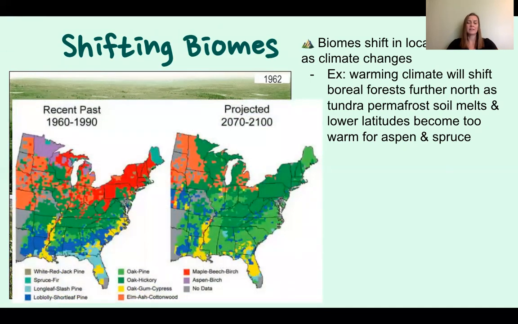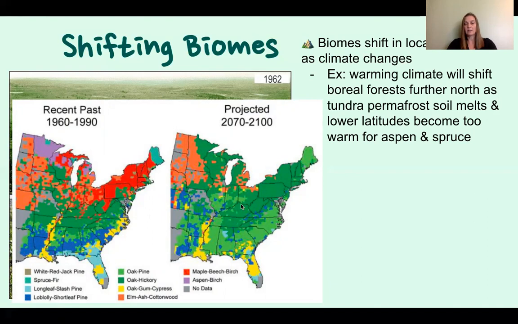If we were to talk about this in our own area, this is an image of the eastern half of the United States, and you can see that from 1960 to 1990, here in the northern part of the United States, you have lots of maples, beeches, and birch, and here in the mid-Atlantic or middle region of the United States, you have lots of oaks and pines and hickory.